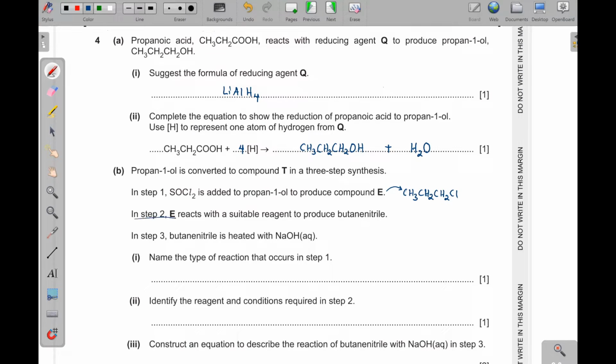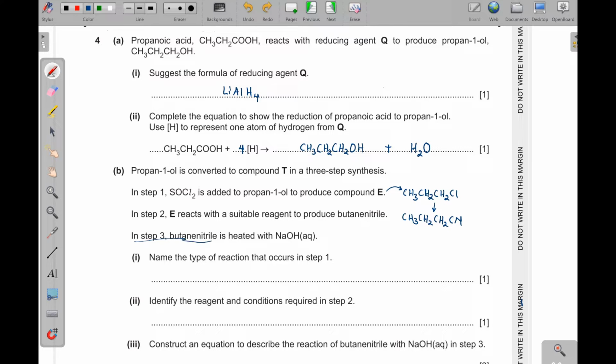Then in step 2, E reacts with a suitable reagent to produce butanenitrile. Butanenitrile is going to be CH3CH2CH2CN, a nitrile. So we are adding a cyanide ion there, and this can come from KCN or sodium cyanide. Those are the reagents which we can have there.